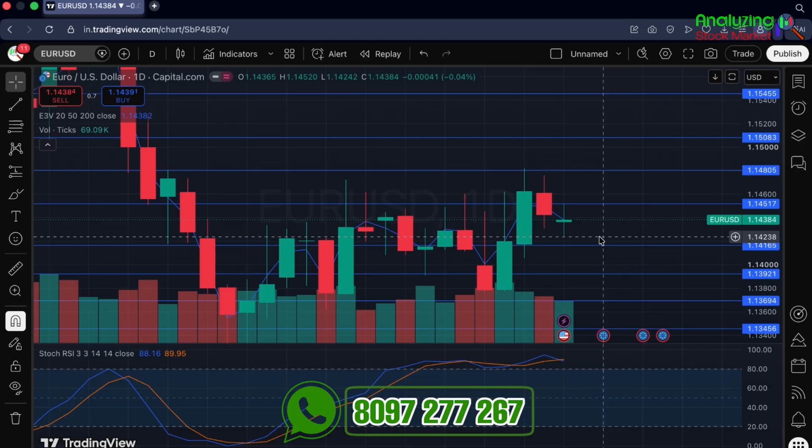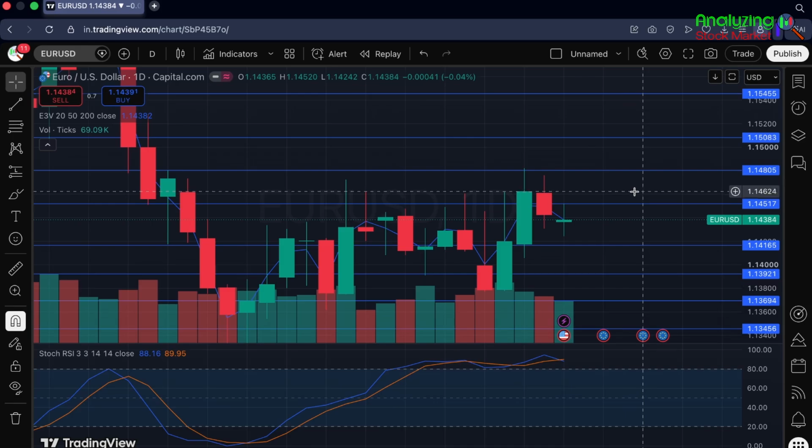Let's straight away talk about my opinion on EURUSD for this week. According to the previous week's momentum, I'm expecting a positive move in this range, that is 1.14517 to 1.14805. I'm expecting a positive move in this range.